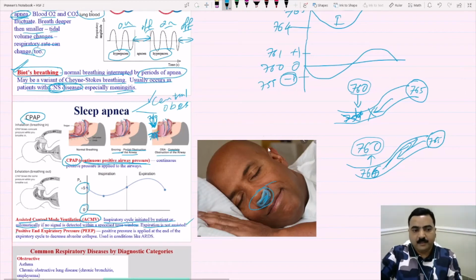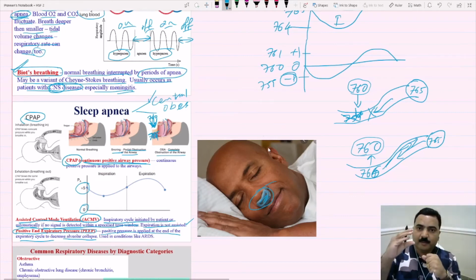Positive end-expiratory pressure, PEEP, is used in conditions like ARDS, emphysema, etc., where you don't want the small alveoli to collapse. That means positive pressure is applied at the end of the expiratory cycle to decrease alveolar collapse. It is used in conditions like ARDS, or even in emphysema, because there are small alveoli that can collapse there also, even though the lung is expanded. In ARDS, there is no surfactant, so the chances of alveolar collapse are greater.